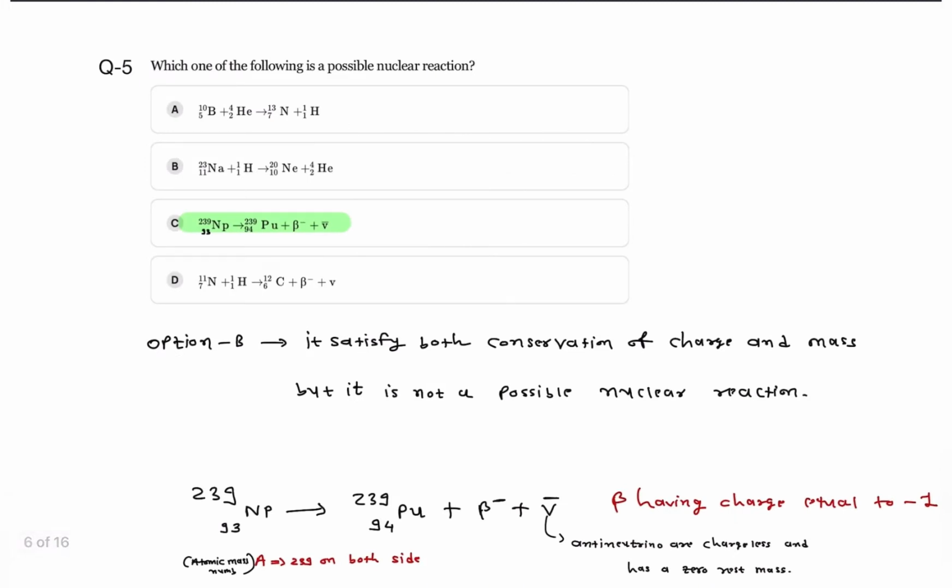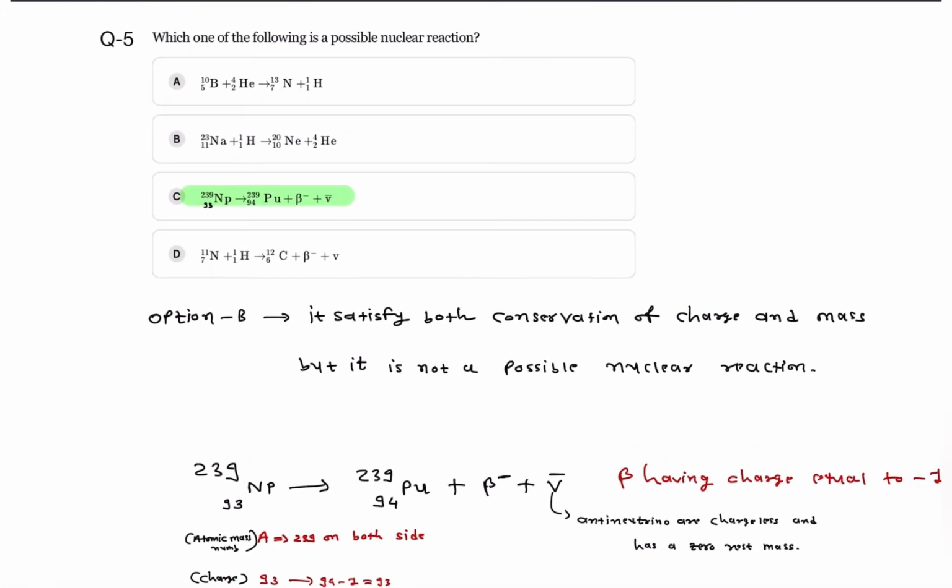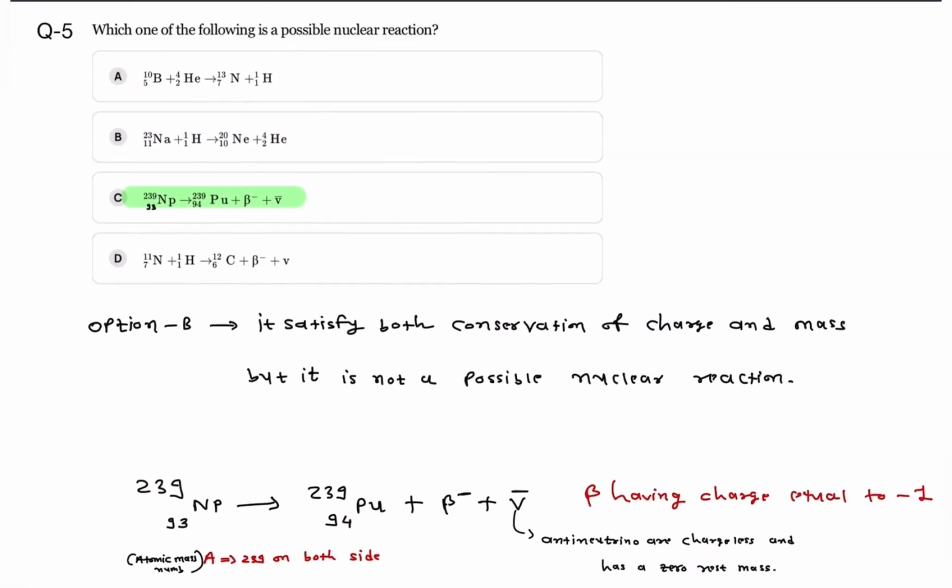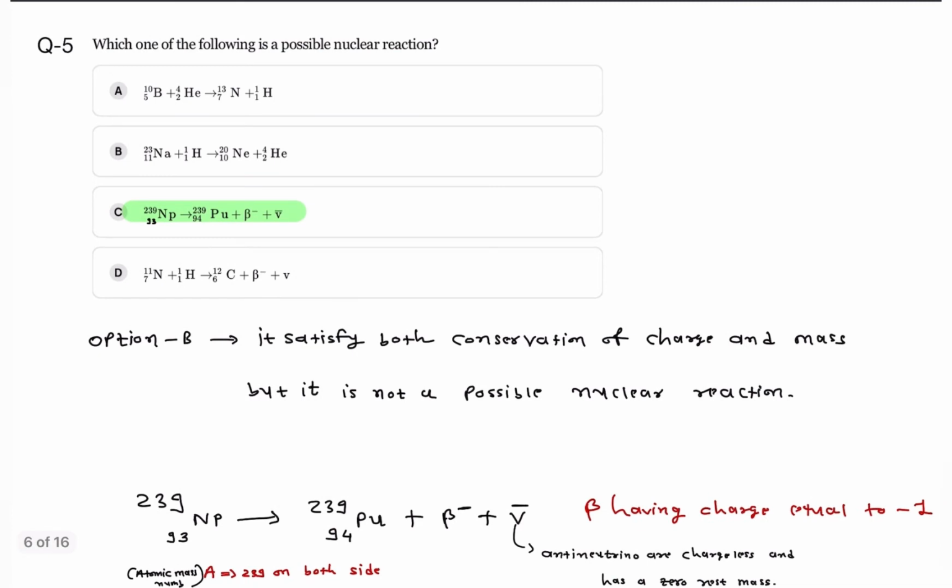Question number 5: which one of the following is a possible nuclear reaction? Four nuclear reaction processes are given, out of which we have to identify the possible nuclear reaction. So option B, see this, it satisfies. First of all, we have to satisfy the conservation of atomic mass number as well as atomic number. That means the number of protons and the number of nucleons remain the same on both sides, the product and reactant sides.